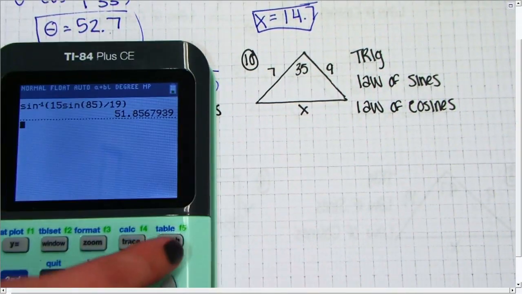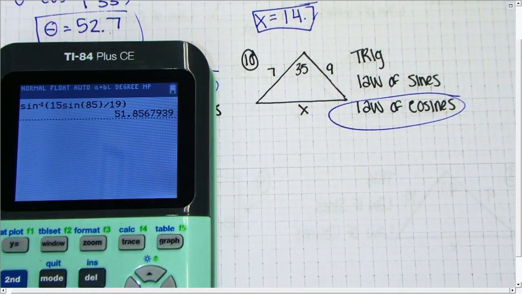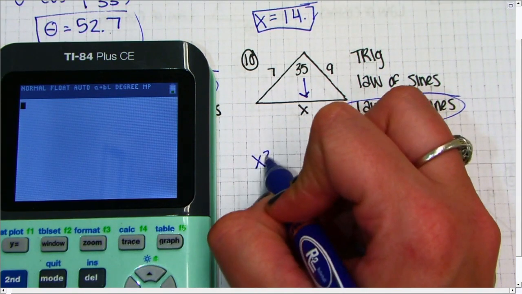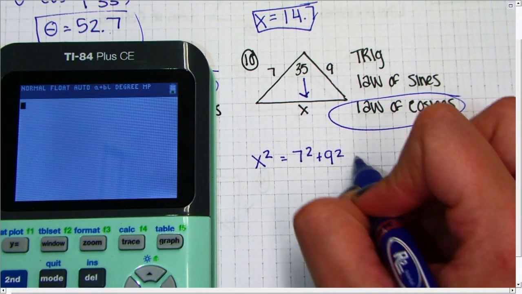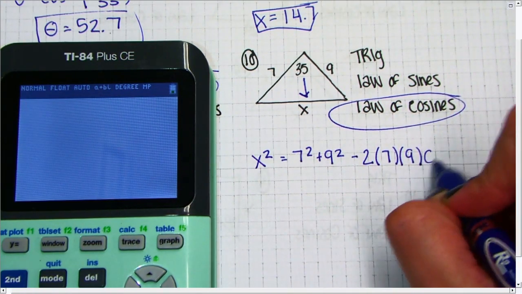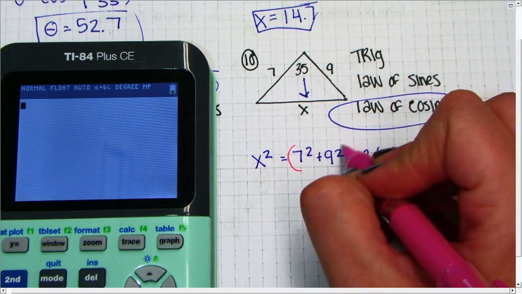Number 10, this is a law of cosines problem. I should be able to recognize that it has one angle and 3 sides. So across that angle is x, making that the c value. So x squared equals 7 squared plus 9 squared minus 2 times 7 times 9 times cosine of 35. Remember, the a and b value are arbitrary. It does not matter which one you put first or second.